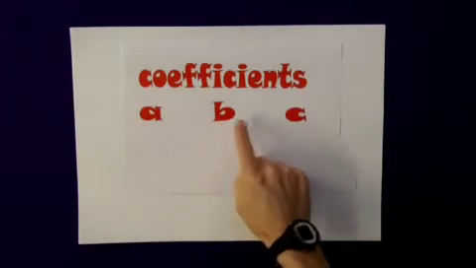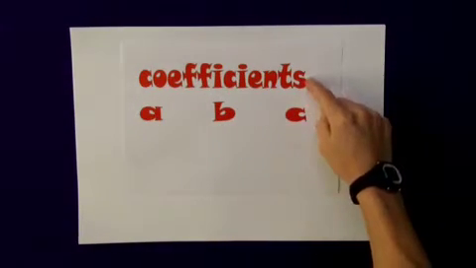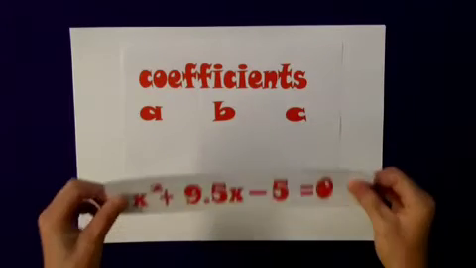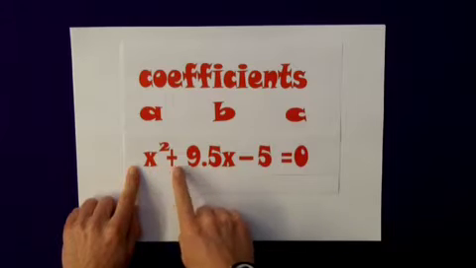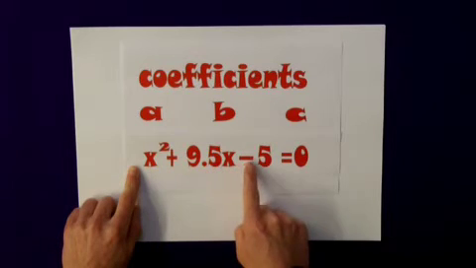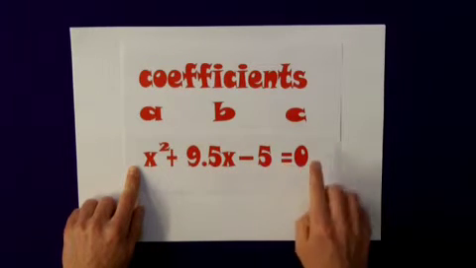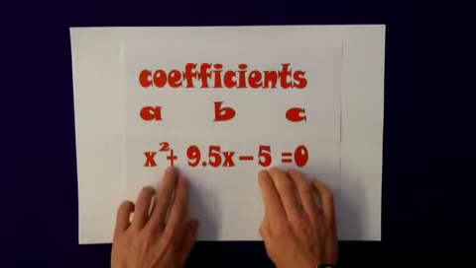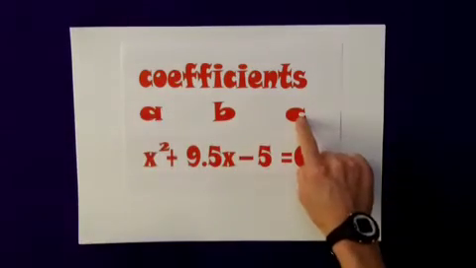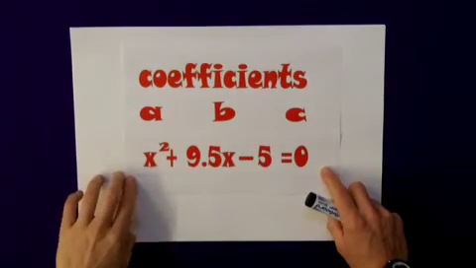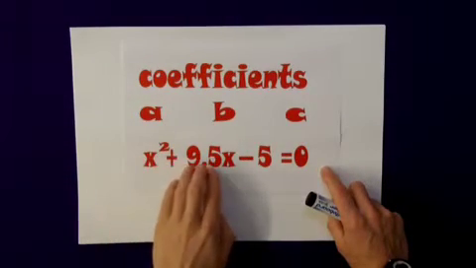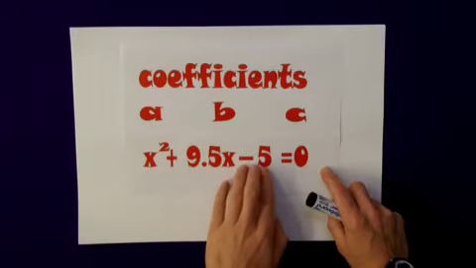Well, a, b and c are called coefficients of our quadratic equation. So if we take an example here, there's our quadratic equation, x squared plus 9.5x minus 5, remembering, equals 0. That's our quadratic equation. From this we can get our coefficients a, b and c. Each of these coefficients a, b and c are found from these terms, x squared being one of them, 9.5x being another, and minus 5 being another.